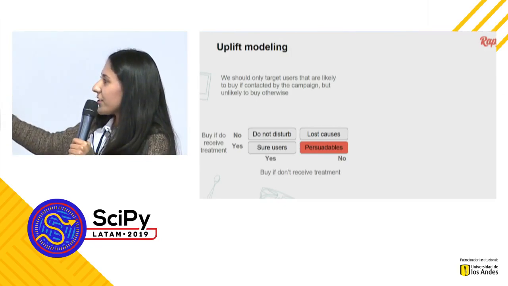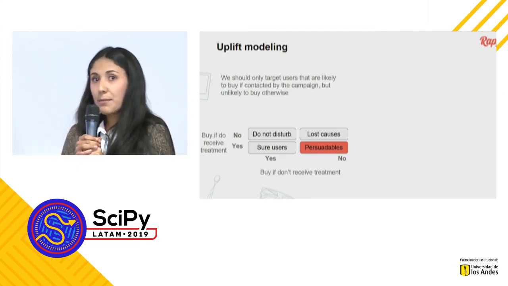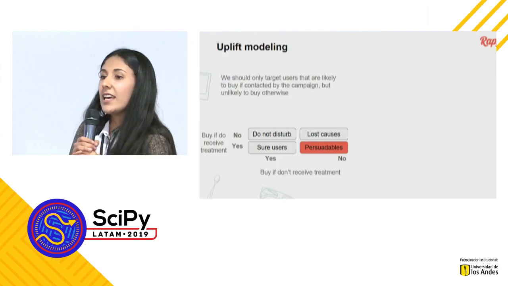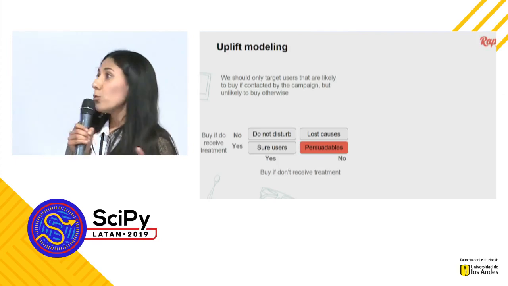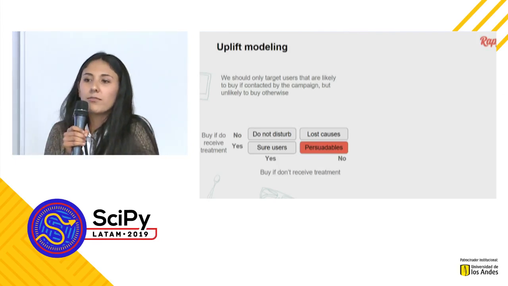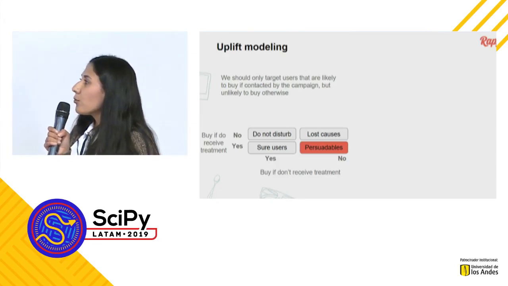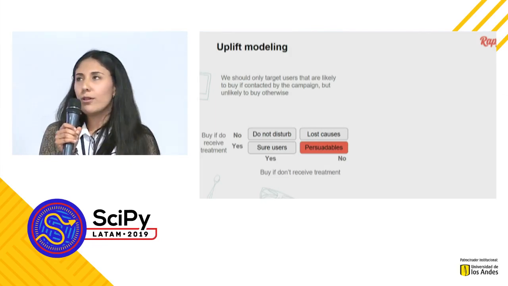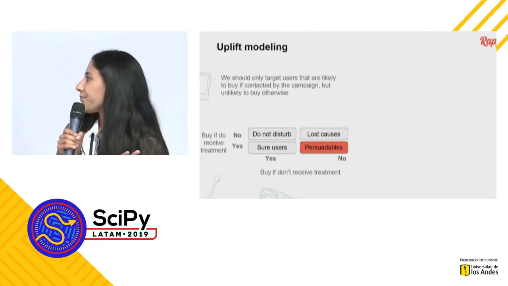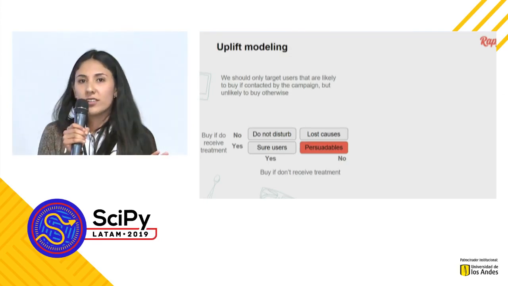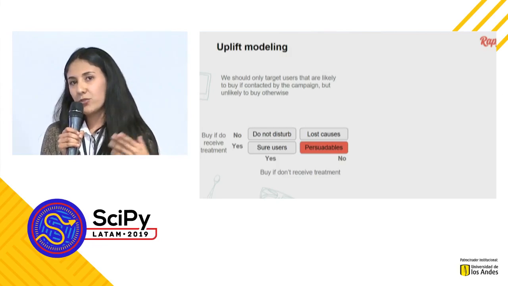So for example, here in this graph, we can see the persuadable users. The persuadable users are the ones who won't buy if they do not receive a treatment, but will buy if they receive a treatment. So these are the users who we want to target in Rappi with our campaigns. We do not want to target the sure users because they will buy even if they are contacted or if they are not. And we also want to reduce the costs of, for example, targeting lost causes users because they won't buy even if we contact them or not. And also we don't want to bother the do not disturb users who have a higher probability of buying if they do not receive the treatment.